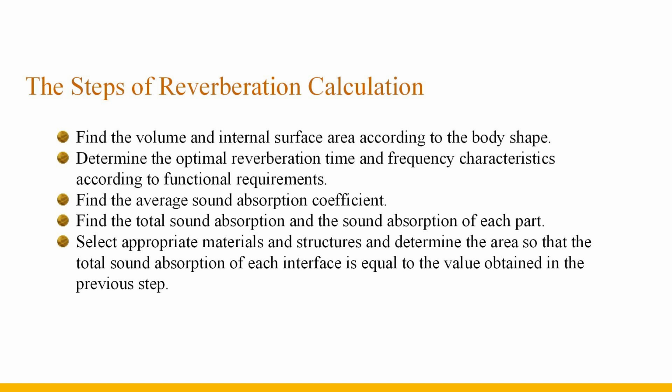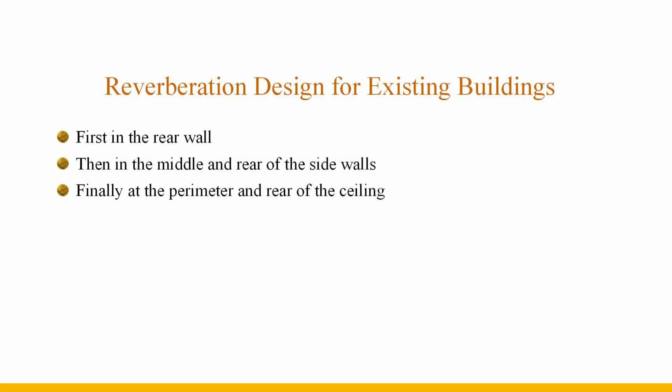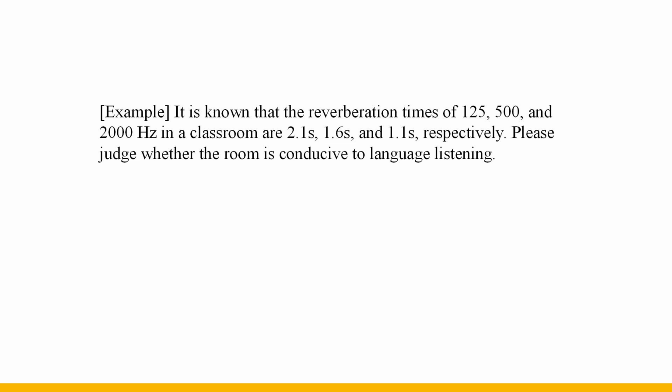The reflective materials are merely arranged on the walls and ceilings around the entrance. The sound-absorbing materials and structures should be arranged as far as possible in the middle and upper part of the side wall and the rear wall, and other parts that may generate echoes. Reverberation design for existing buildings should be sound-absorbing first in the rear wall, and then in the middle and rear of the side walls, and finally at the perimeter and the rear of the ceiling. This is the calculation result of the example in Chapter 11.